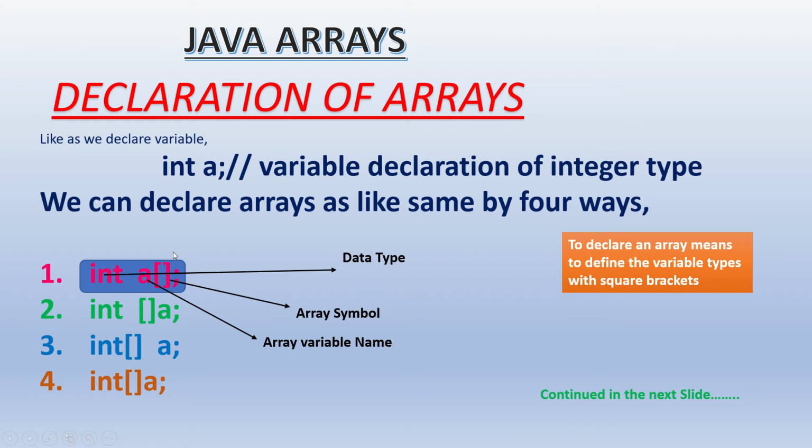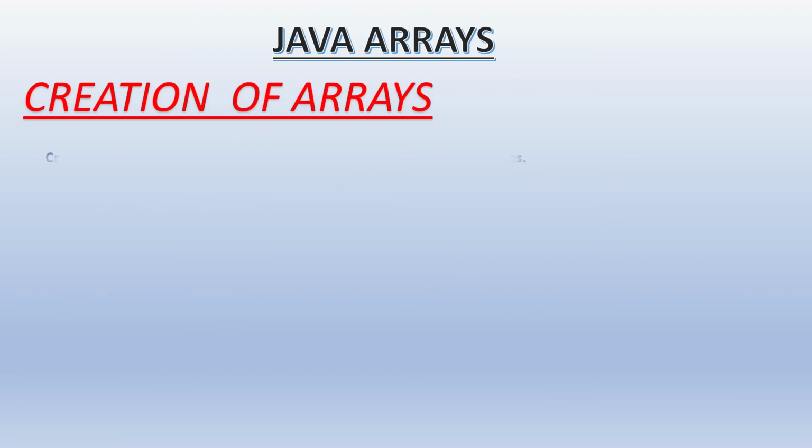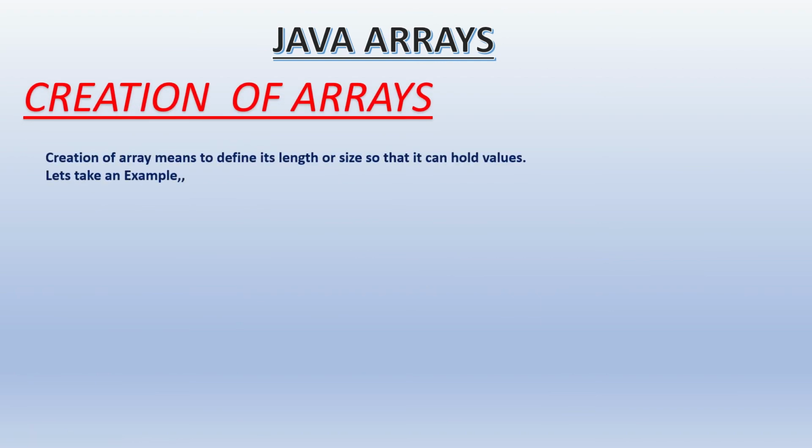Next thing is simply, declaration won't help. You need to create an array, right? So the next thing is creation of arrays. Creation of arrays means to fix the size of an array, or define the length of an array, so that it can hold values. And after that we can work on those values, or elements, of an array.